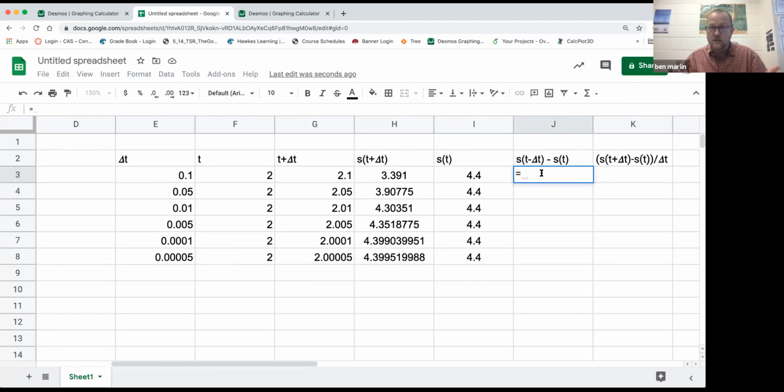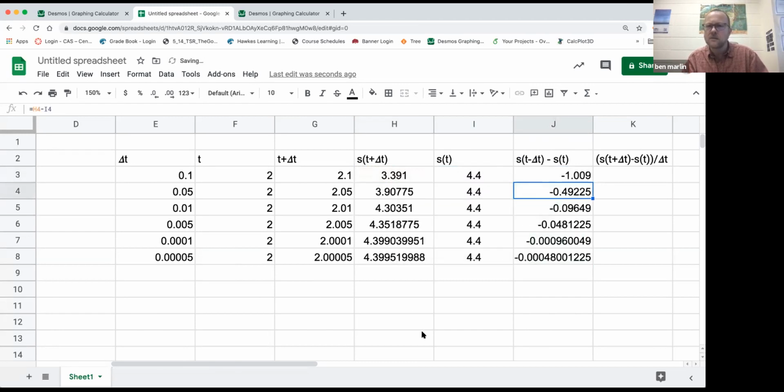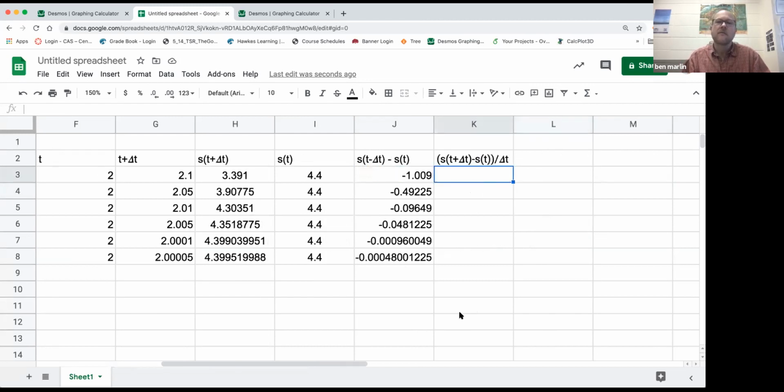Now I want to subtract these. So I say equals, I click on where the S of T plus delta T is, minus the S of T, and I hit enter. It wants to autofill, and those autofills look reasonable. So I'm going to go ahead and select them there. And then here is the place we're going. We have the difference in the heights, and we're dividing by the amount of time that passed, the delta T.